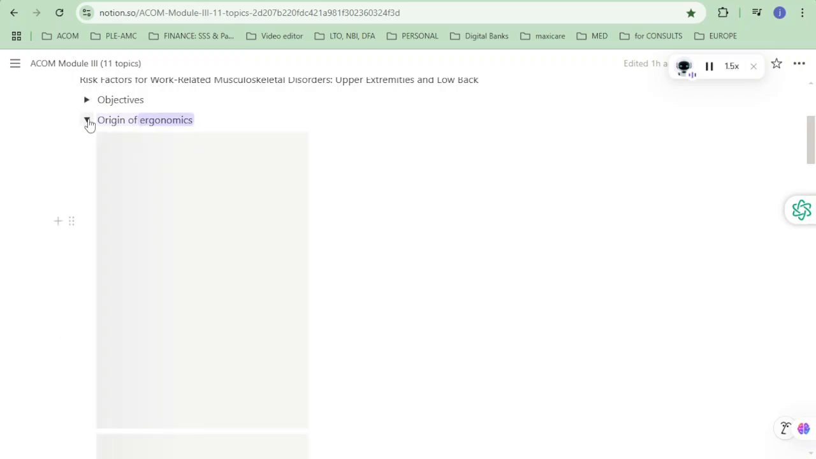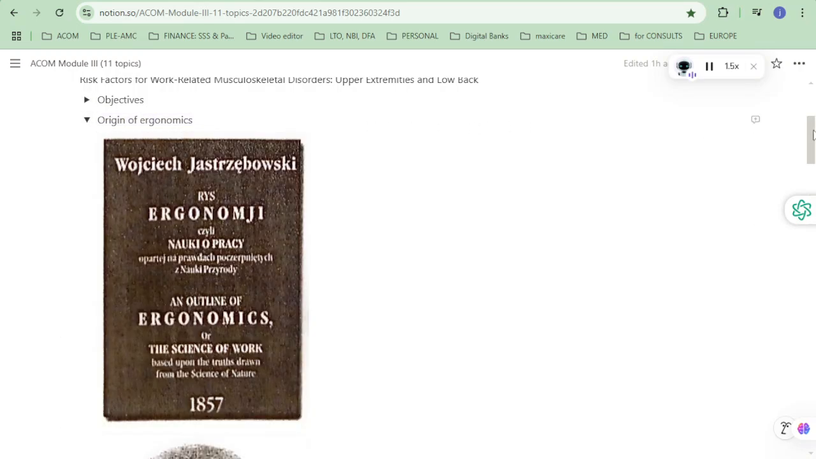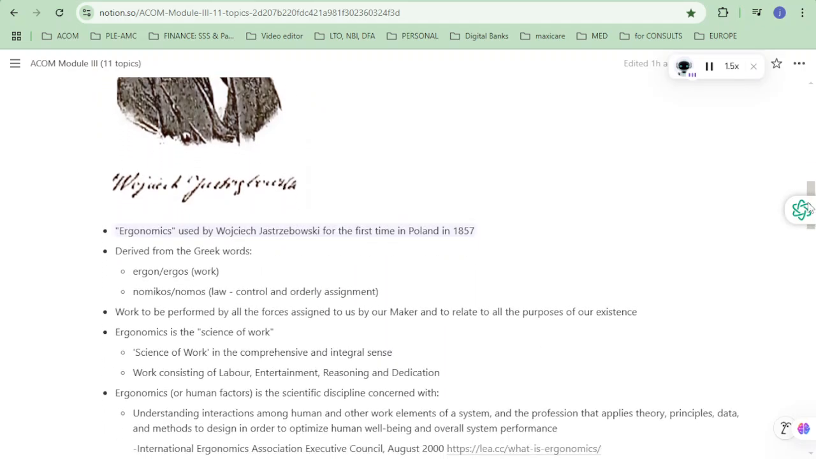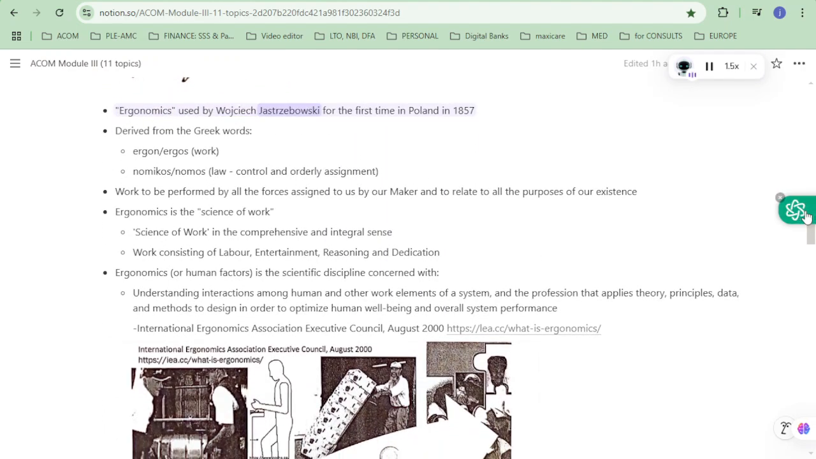Origin of ergonomics. Ergonomics was used by Wojciech Jastrzębowski for the first time in Poland in 1857. Derived from the Greek words ergon, work, and nomos, law, control and orderly assignment.